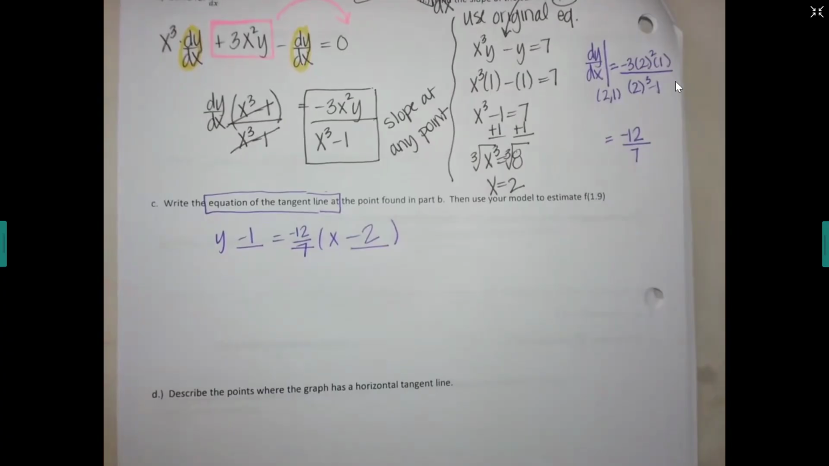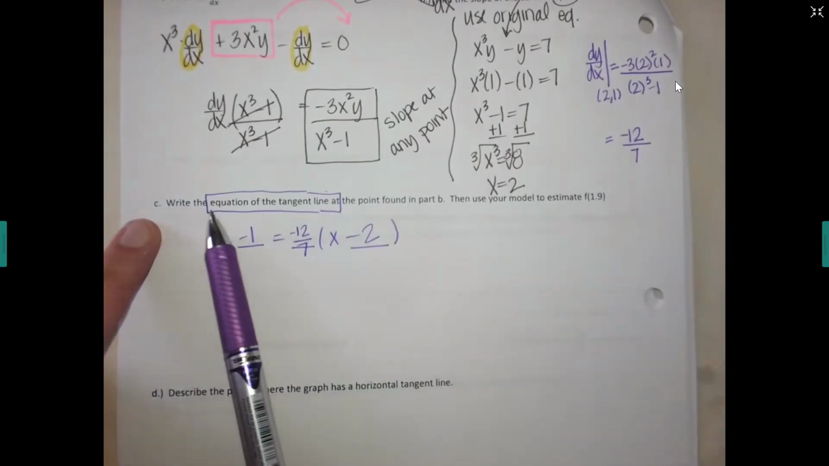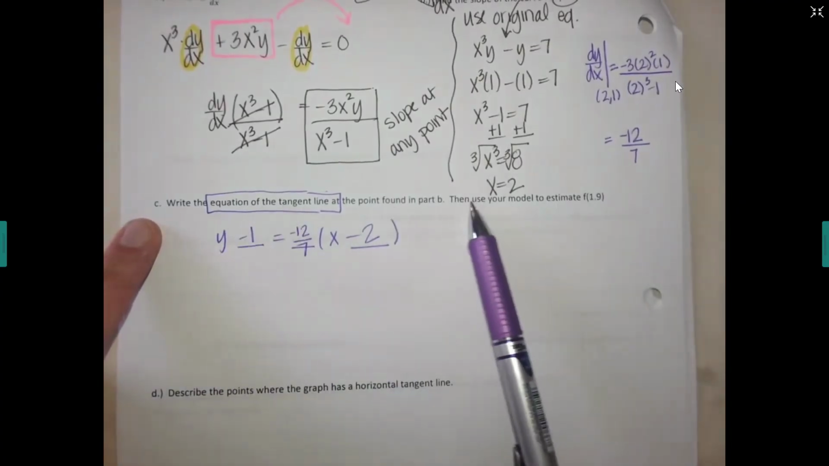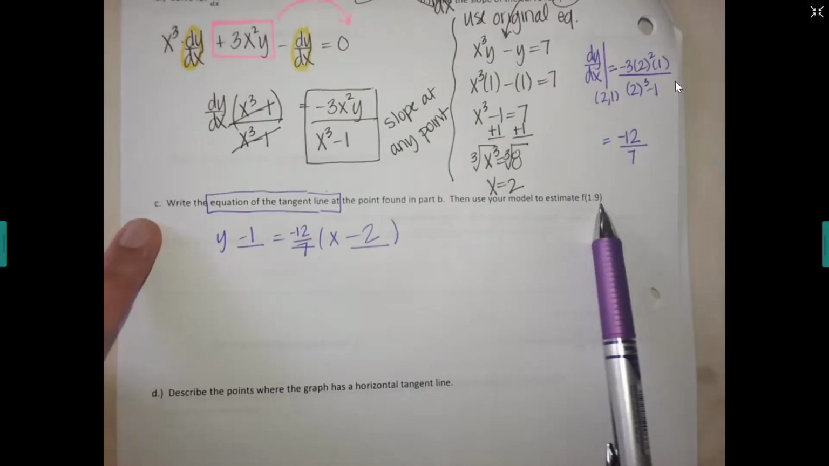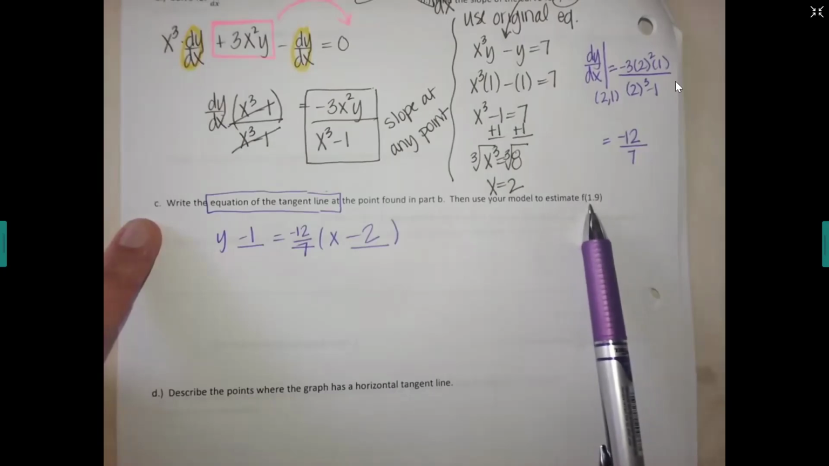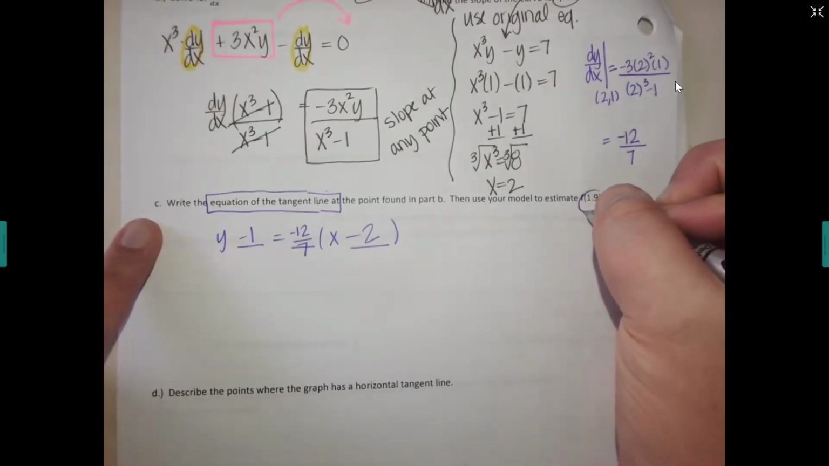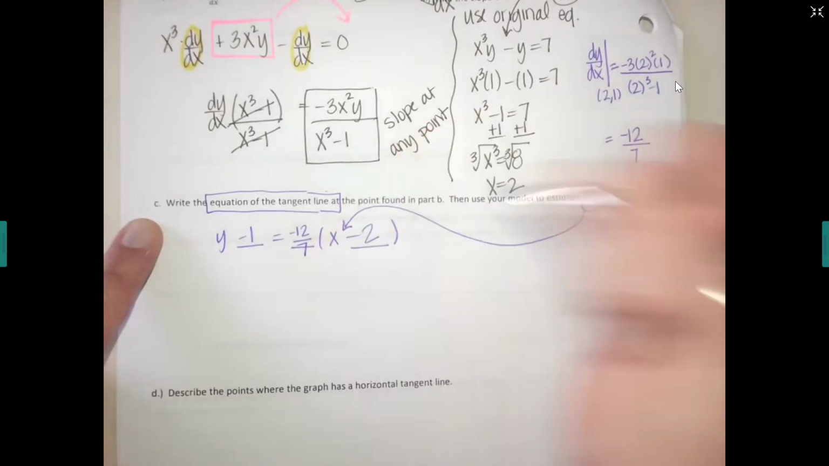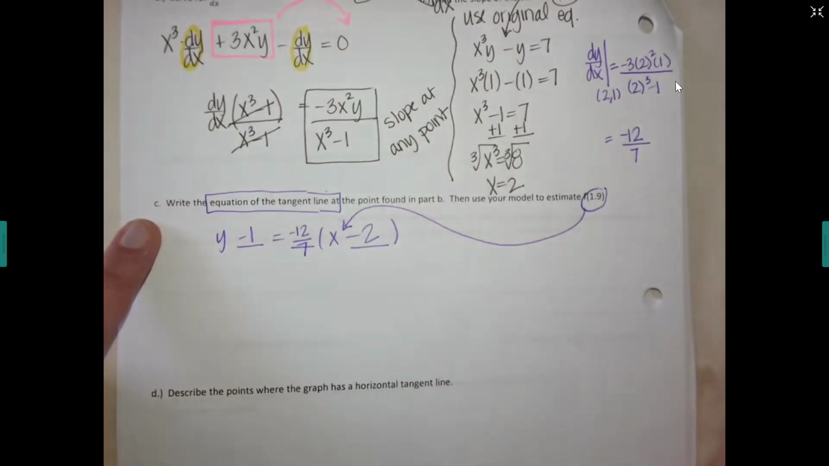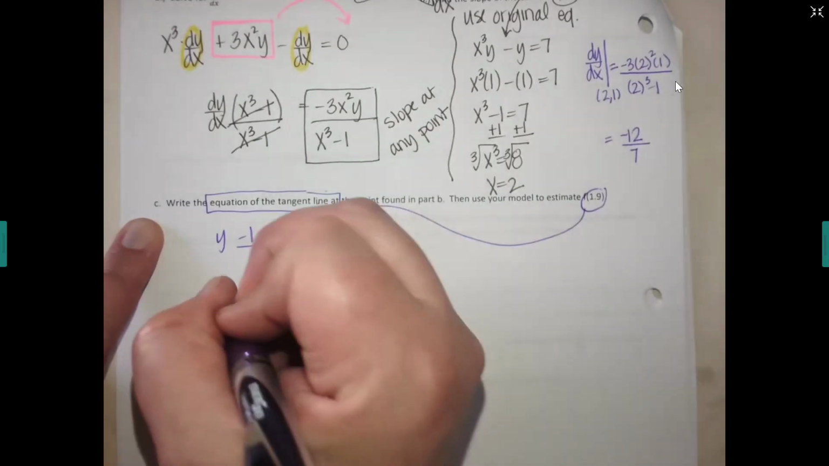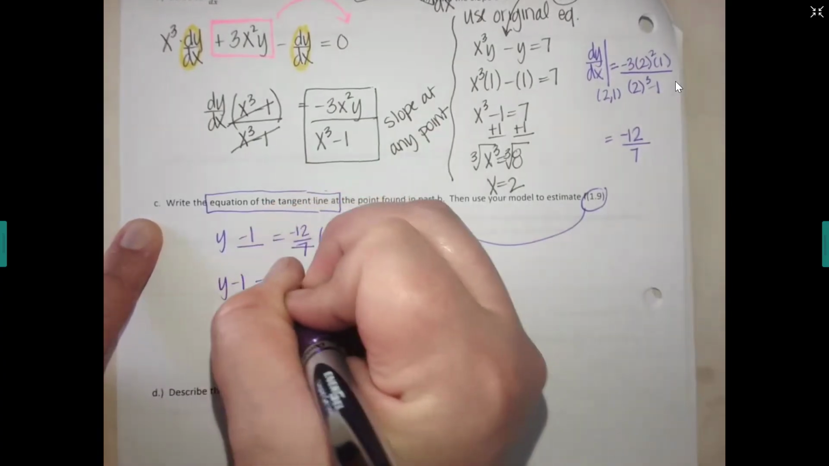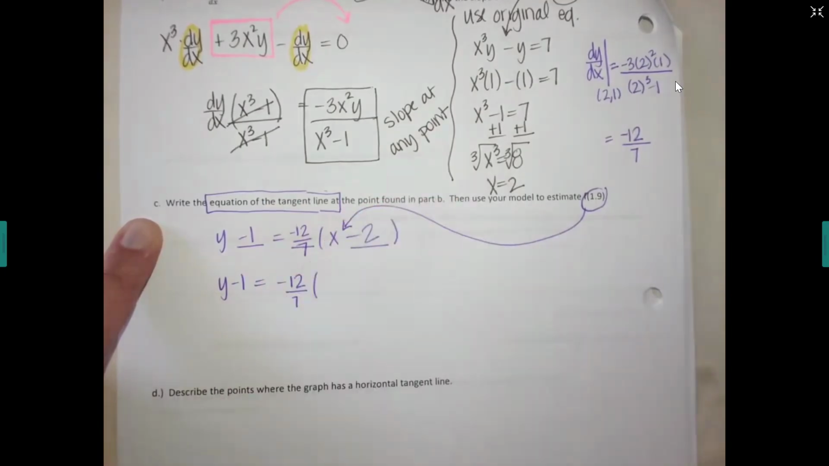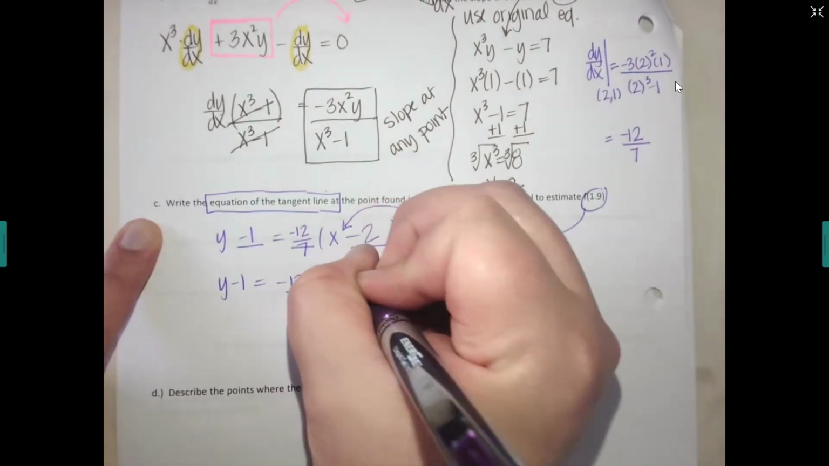Okay. From there, we barely touched on this last time, but on the AP test, if they have you write an equation, sometimes they'll ask you to use that to estimate the value at a decimal. And we barely covered this last time, but all that you're going to do is take whatever this decimal is, and you're going to drop it into the x spot. Okay? So if they want f of 1.9, I'm going to plug in 1.9 where my x is, and then just figure out what the y would be at that value. So it's y minus 1, negative 12 over 7, and then 1.9 minus 2.